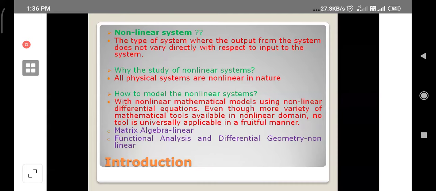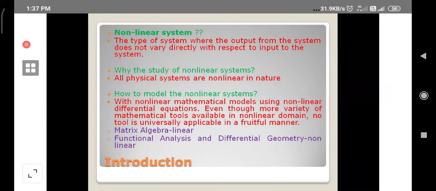So it is difficult to configure the systems in nature by linear mathematics. So we use non-linear mathematics or non-linear modeling of the system. And how can we model the non-linear system? We can model non-linear systems using non-linear mathematical models, and these models will consist of non-linear differential equations.